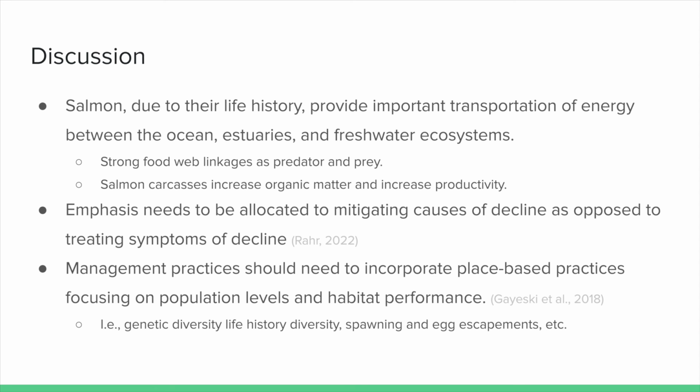To briefly sum up salmon as a keystone species, due to their life history, they provide an important transportation of energy between oceans, estuaries, and freshwater ecosystems. This is through their strong food web linkages and their carcasses that increase organic matter and productivity in their ecosystems. With regard to conservation efforts, there needs to be an emphasis placed on mitigating the causes as opposed to treating the symptoms of the declining populations. With regard to management practices, researchers have emphasized a need for place-based practices and focusing on the population levels and habitat performance. This can be with regard to genetic diversity, life history diversity, and spawning and egg escapements.